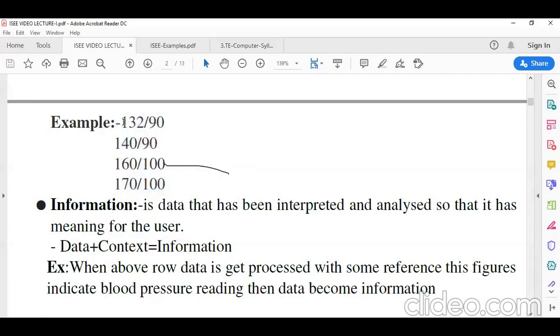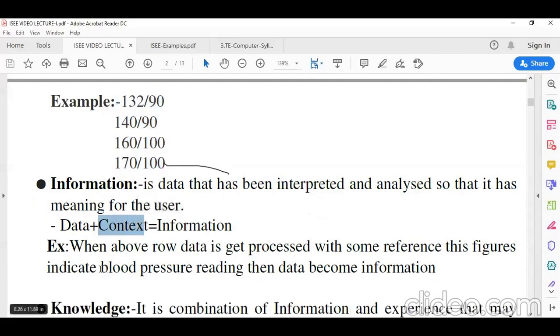Okay, now how does this raw form of data become information? Here I have written the definition of information. It is the data that has been interpreted and analyzed so that it has some meaning for the user. A raw form of data when interpreted or analyzed. Simply, interpretation and analysis is nothing but processing this data by attaching some reference, some context to it. And what context are we adding? These are the readings of what? Blood pressure of some XYZ person. Yes or no?